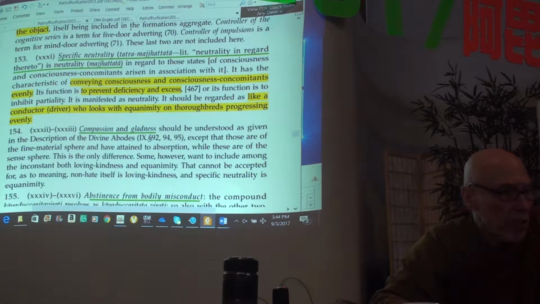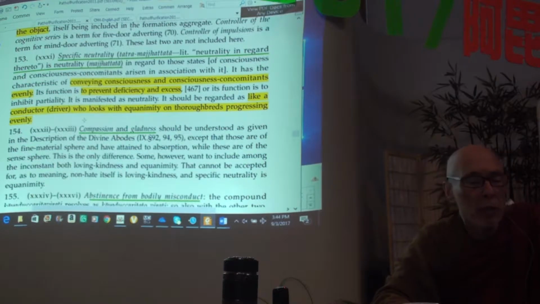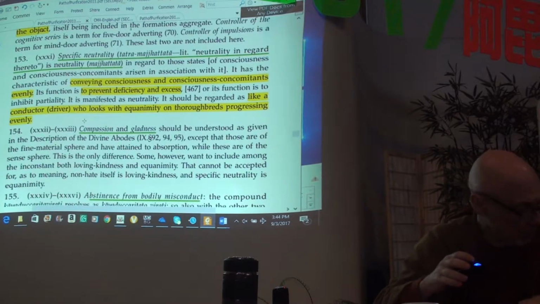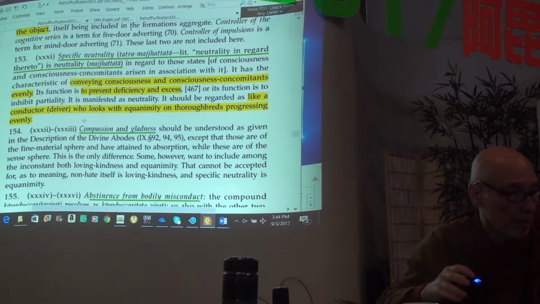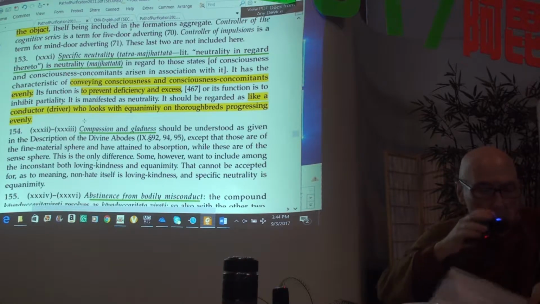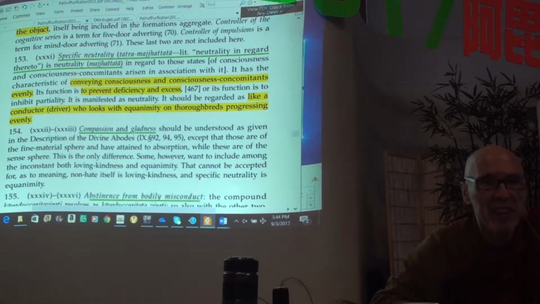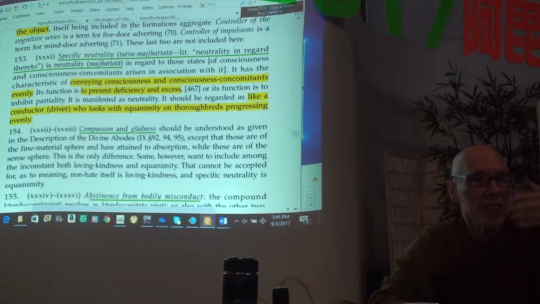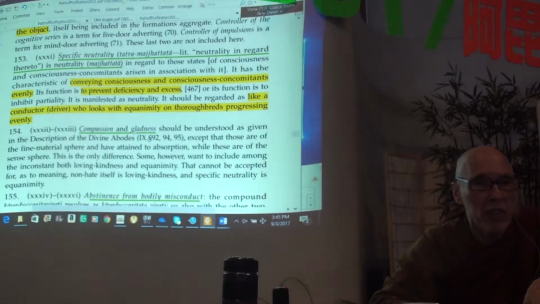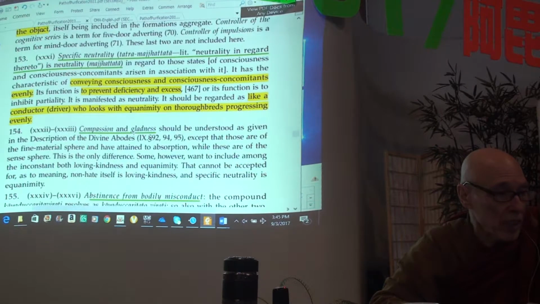Okay, now we come to two beautiful mental factors that also enter into the divine abodes. These are compassion, and gladness, as Nyanamoli translates it. I would use altruistic joy. Some translators use sympathetic joy, appreciative joy.